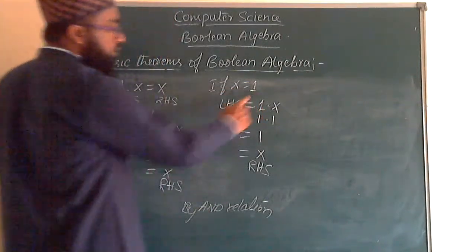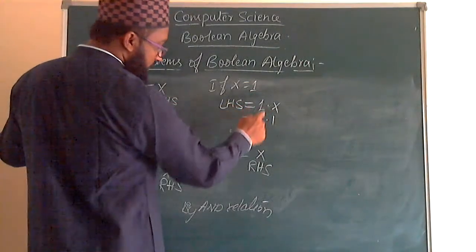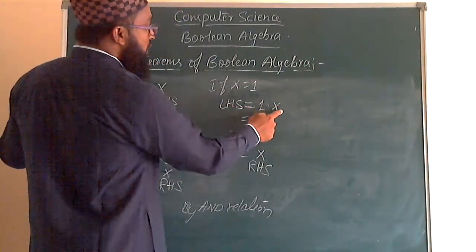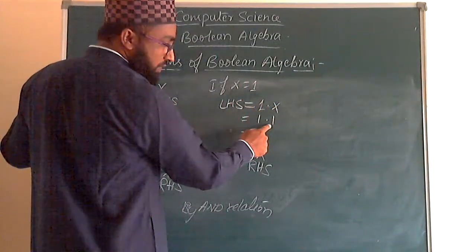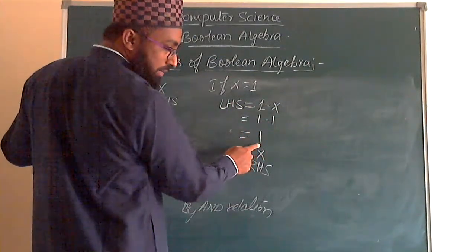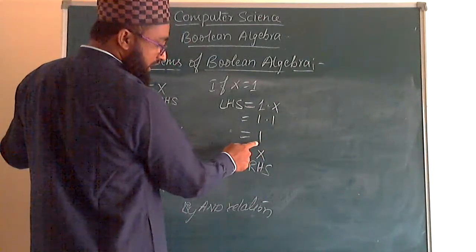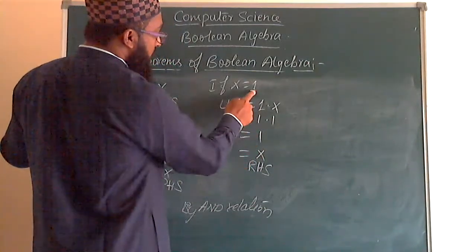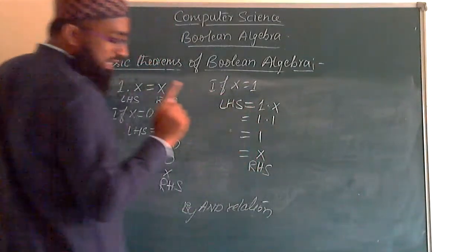Now take the value as 1. If x is equal to 1, then take the LHS, 1 into x. Take 1 as it is, and the value of x is 1 here. Then for ANDing, 1 into 1, the answer will be 1. When 1 is here, then 1 will be equal to x. So put x here, and the answer is x.